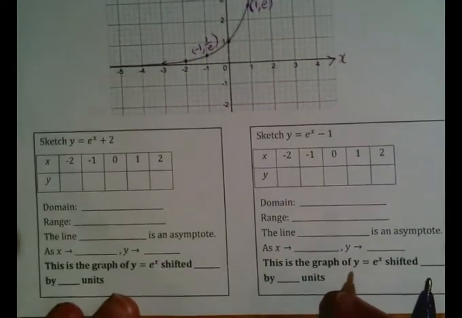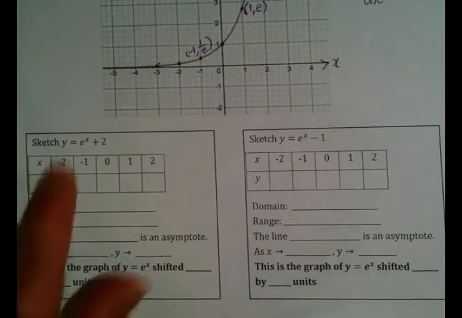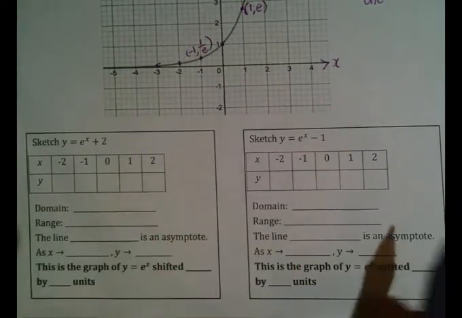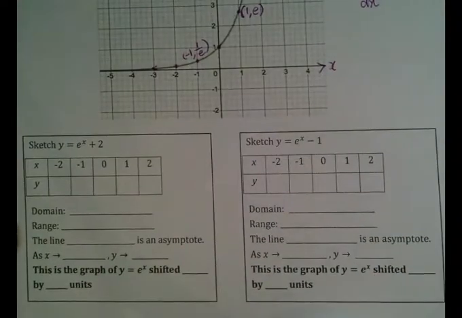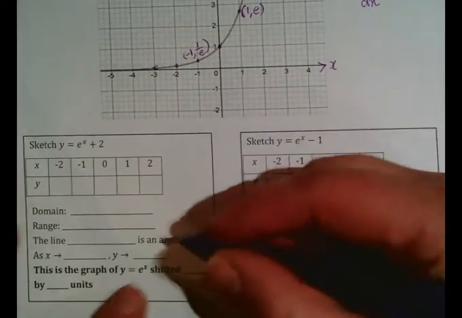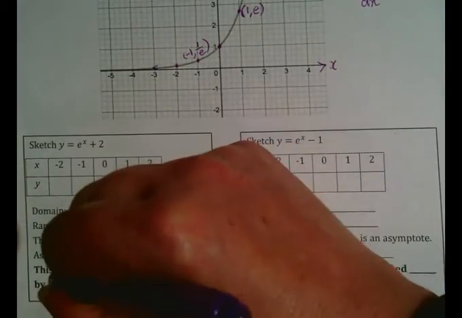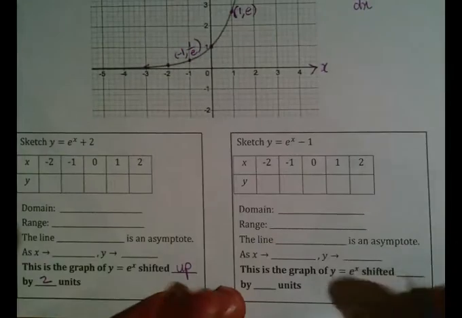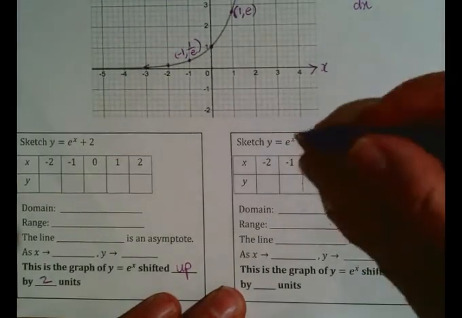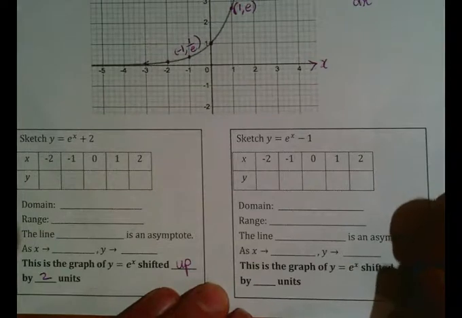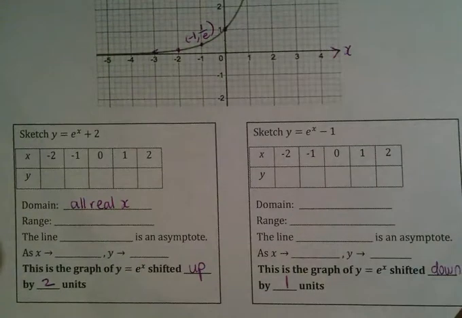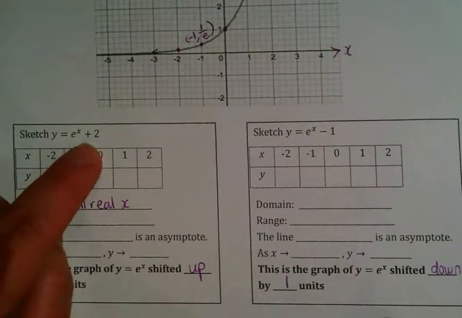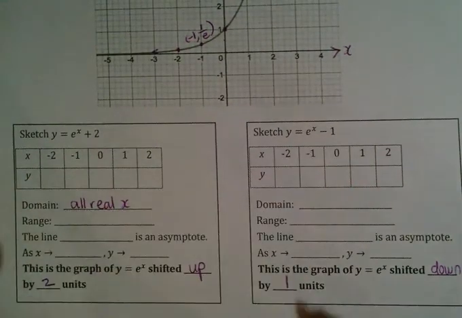If you could please do a table of values here for y equals e to the x plus 2 and y equals e to the x minus 1 and sketch the curve. You should already know from previous transformations that this would just be the graph of e to the x shifted up 2 units. And y equals e to the x minus 1 is the e to the x graph shifted down by 1 unit. Now, for filling in your table of values, you could actually just look at the graph and do everything 2 units up, and for this one everything 1 unit down.